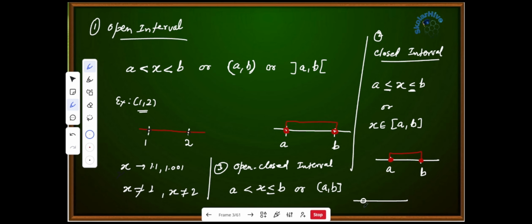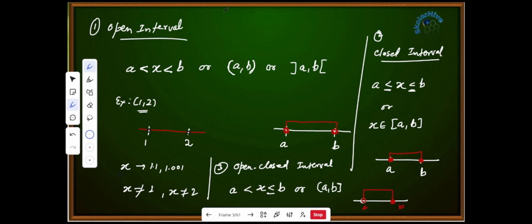Hollow over here. This is hollow. And this is a dark circle. So for all the points between this and this, point a is not included, but point b is included. This is the open closed interval.